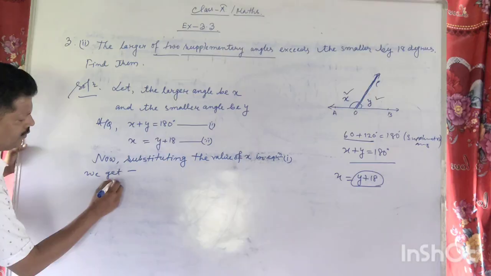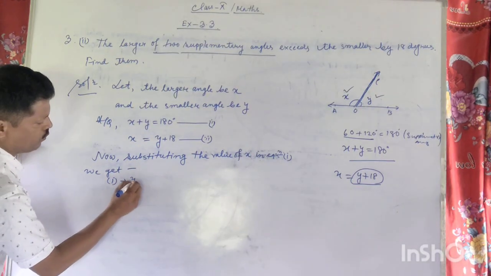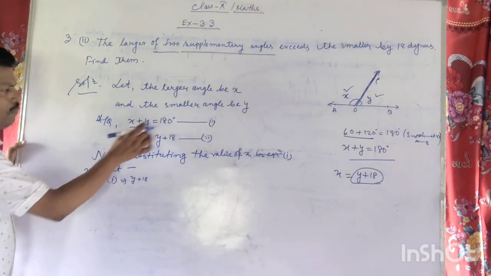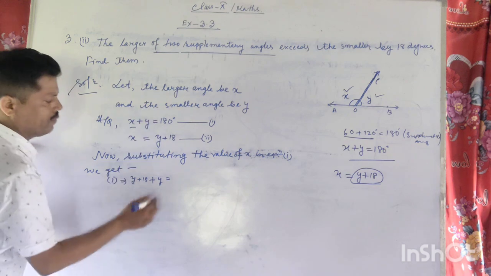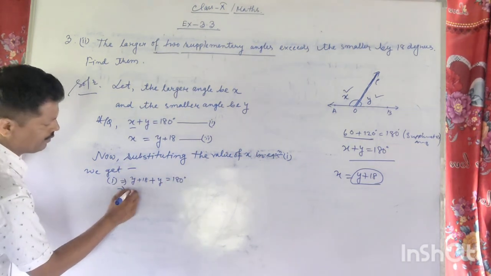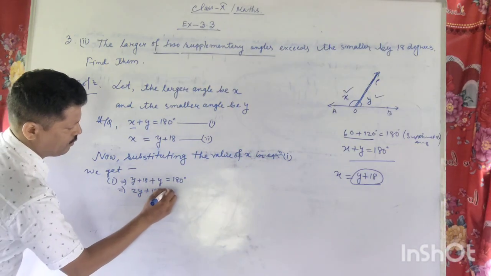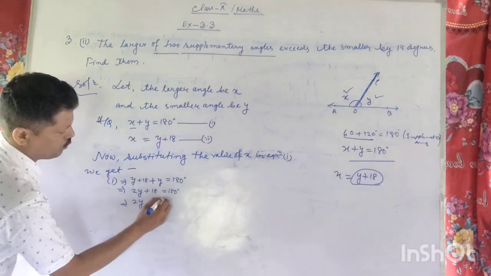So from 1 we have to write here X value is Y plus 18. So Y plus 18 we have to write in place of X, plus Y is equal to the right part having 180 degree. So Y plus Y, there will be 2Y plus 18 is equal to 180. Now 2Y is equal to what?